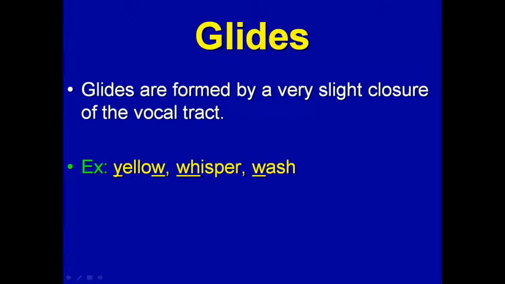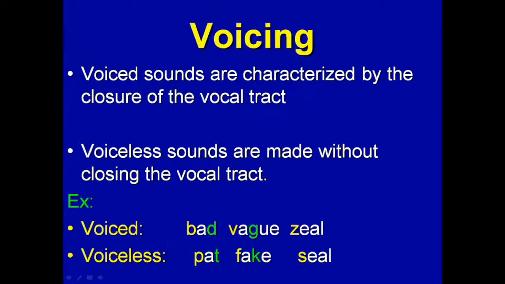So y and w are called glides because they are formed by a very slight closure of the vocal tract. Now let's talk about voicing. This is the third criterion by means of which we can describe sounds. Remember that we talked about place, manner. Now voicing. Voicing, this is the job of the vocal cords.